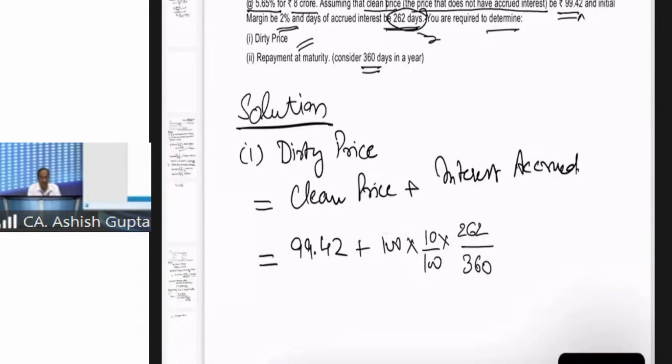Now students, sometimes a doubt comes to the mind of the student: sir, whether we should consider 365 days or 360 days. In this regard, please always note, if nothing has been mentioned, you are free to take either. But if any hint has been given in the question, please follow that.